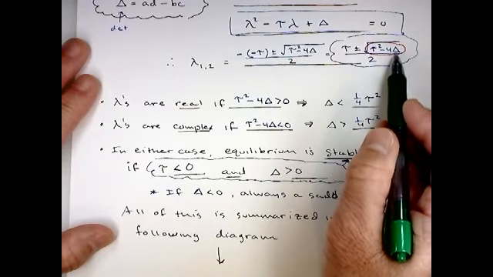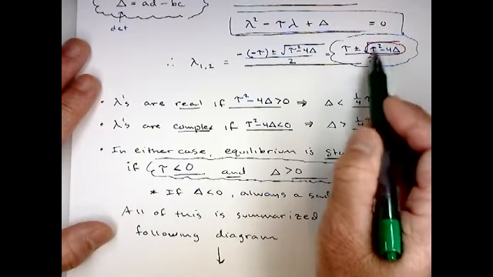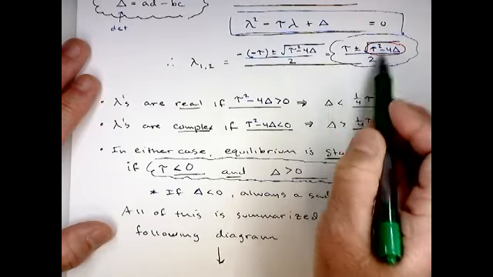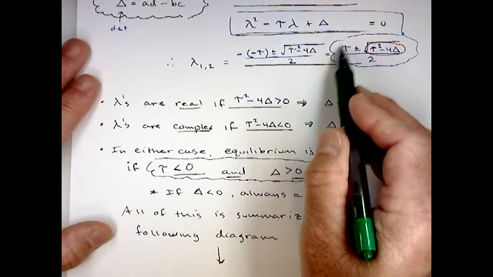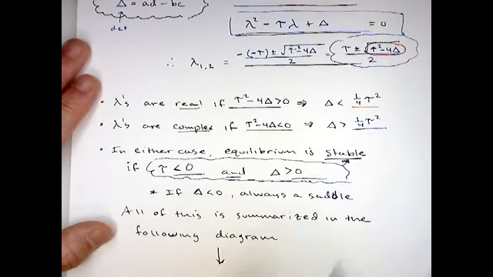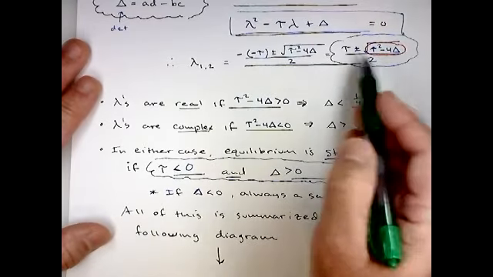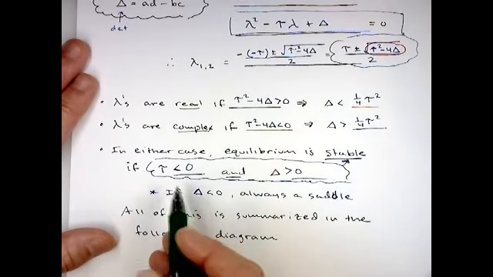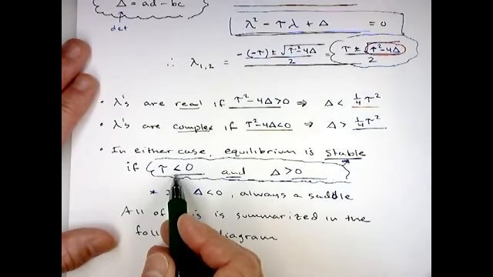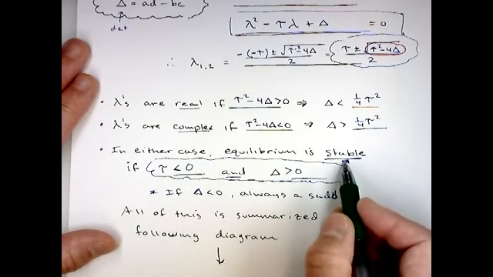If I plug in a positive number in there. But in either case, whether this comes out to be real or imaginary, let's say they're imaginary, remember what we would do is split this up, and the stability would be determined by whether the trace was negative or not, right? If the real part of the eigenvalue is negative, it would be stable. So if tau is less than 0 and delta is greater than 0, you can also determine that it's stable.